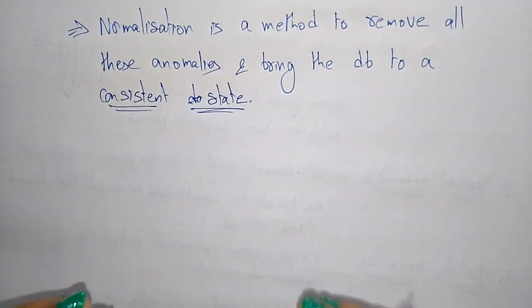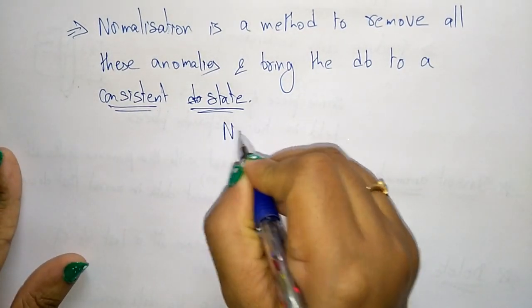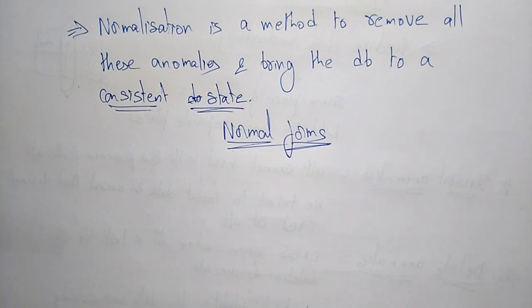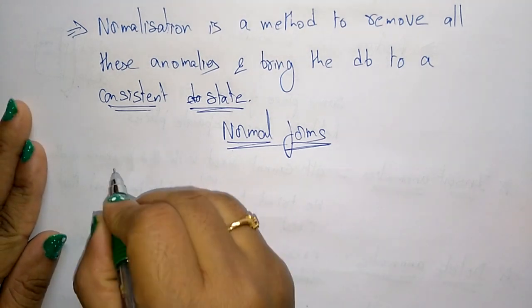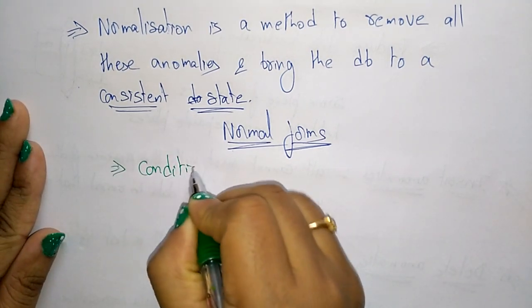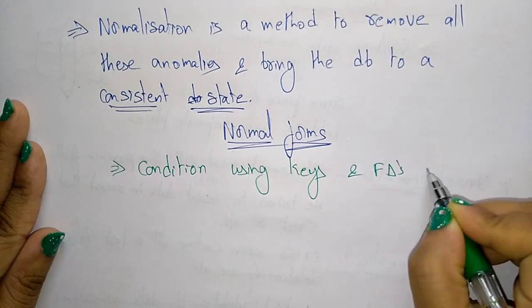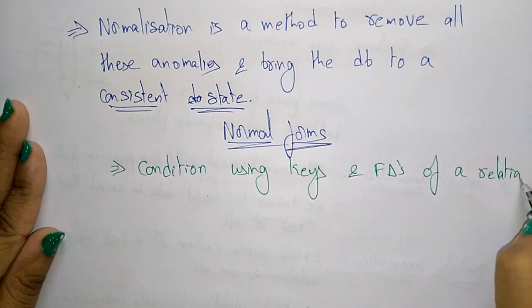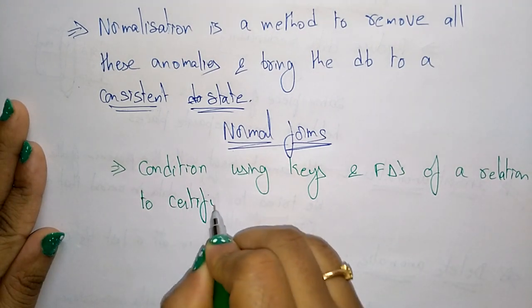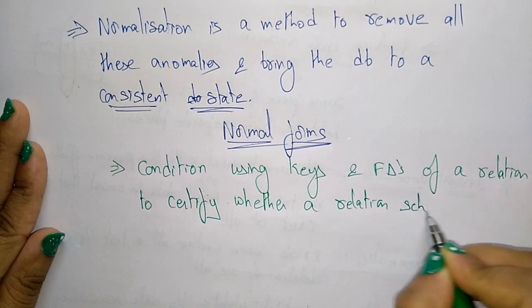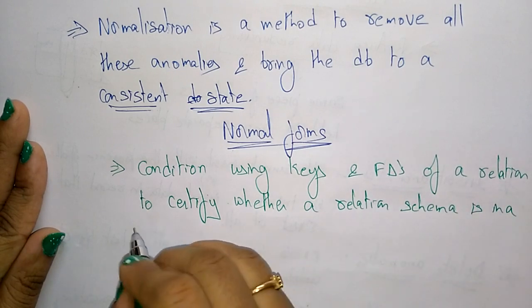Okay, so this is the basic concept of normalization. Now coming to the normal forms. What are the normal forms? There are different normal forms present in the database management system. With the help of different normal forms, we can design the tables, and we can insert and modify data in the tables. So first, let me write the condition: using keys and functional dependencies of a relation to certify whether a relation, meaning a table schema, is in a particular normal form or not.